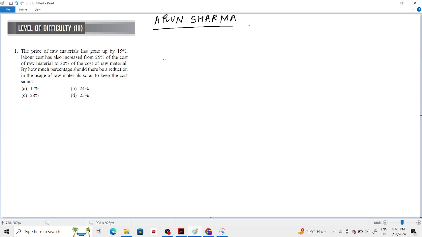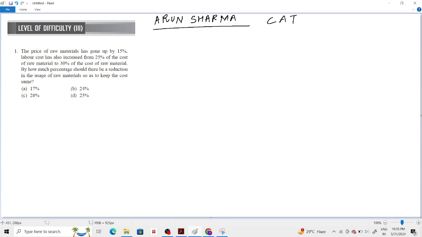So let us try to do this sum. This is a sum on percentage from LOD 3, level of difficulty 3 of Arun Sharma, and this is for CAT and also applicable for NMAT, XAT, MAT and any other entrance exams of MBA.